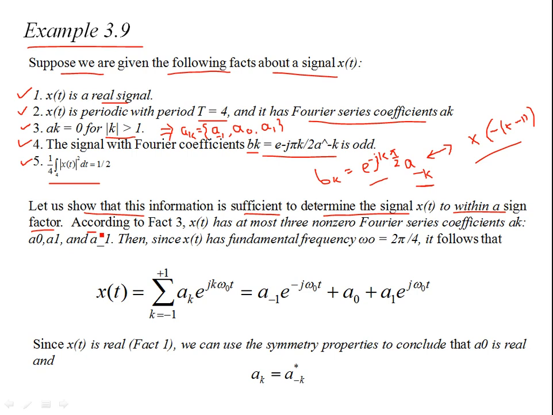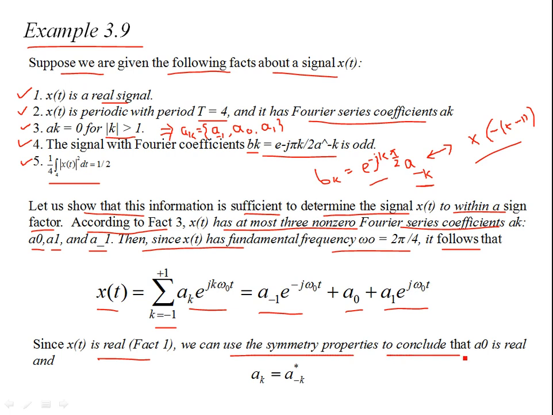Now according to fact 3, first of all, xt has at most 3 non-zero Fourier series coefficients: a0, a1, and a minus 1. Then xt has a fundamental frequency of omega naught equal to 2 pi by 4, which you can see over here as well, pi by 2. Since it's periodic with 3 non-zero Fourier coefficients, you can expand it in terms of a Fourier series: a minus 1 e to the minus j omega naught t, plus a naught, plus a1 e to the j omega naught t. Now since xt is real, from fact 1 we can use the symmetry property to conclude that a naught is real, and therefore ak equals a minus k star, but because it's real, complex conjugation is not going to matter.